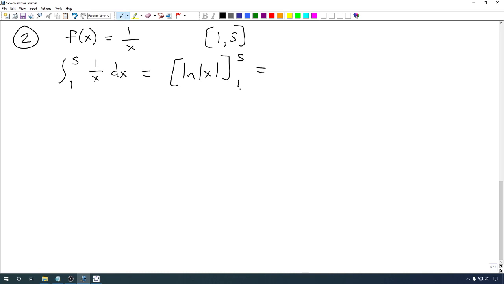If we go ahead and plug in 1 and 5, we have the natural logarithm of 5 minus the natural logarithm of 1, but the natural logarithm of 1 is 0. So the integral they're actually asking us to approximate is the natural logarithm of 5. We're going to find an approximation for the natural logarithm of 5 without even using a calculator. We're going to approximate it using 4 rectangles.